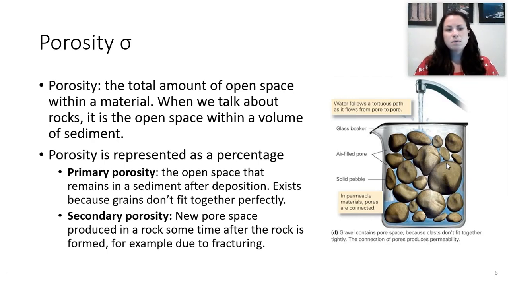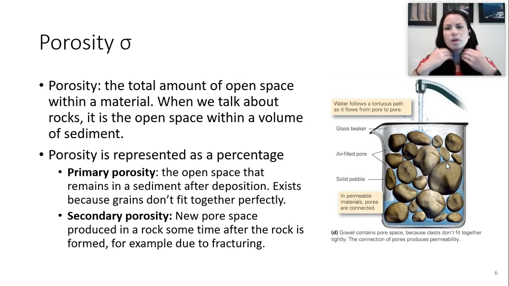And so some of the things that we talk about when we say, how does it get trapped within a rock? Well, it has to do with the porosity. And this is defined by the letter sigma. And porosity is the total amount of open space within a material. And when we talked about sedimentary rocks and we talk about their grain size or their grain distribution, we talk about how rounded they are, how they would fit together.